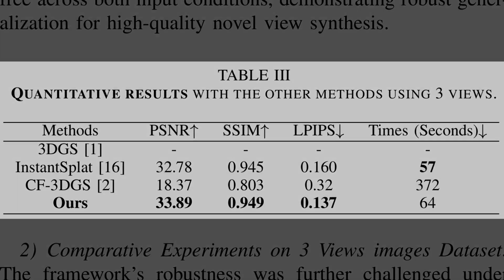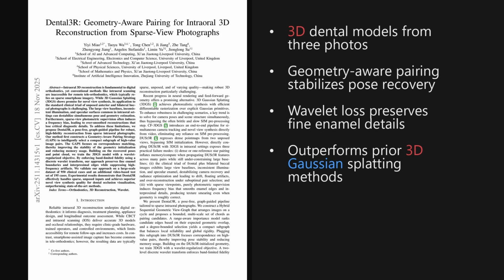CF3 DGS. So stepping back, the big takeaway is that Dental3R shows pose-free, sparse photo inputs can still yield accurate three-dimensional bite reconstructions, thanks to geometry-aware pairing and a wavelet-guided loss that preserves fine dental details. This unlocks more reliable remote orthodontic assessments from simple smartphone photos.